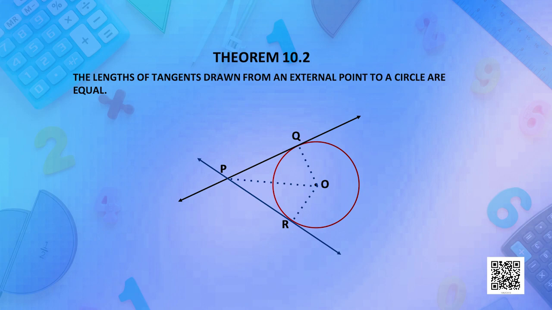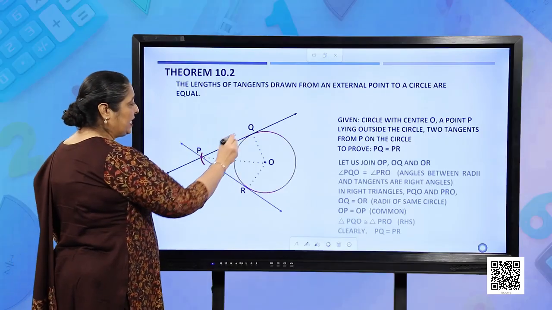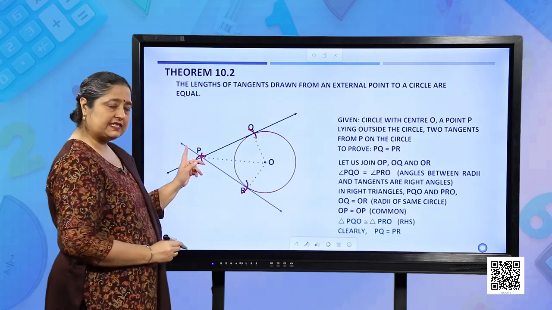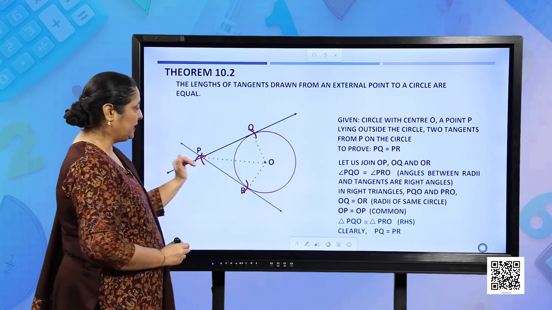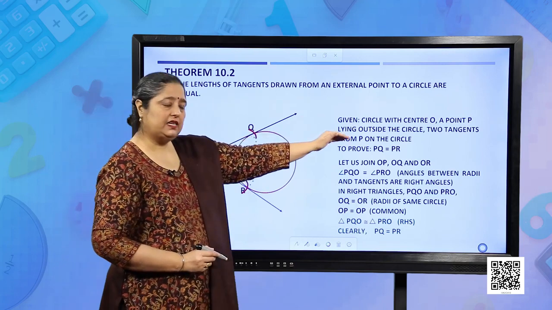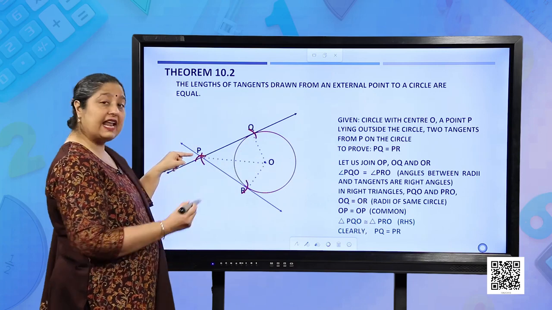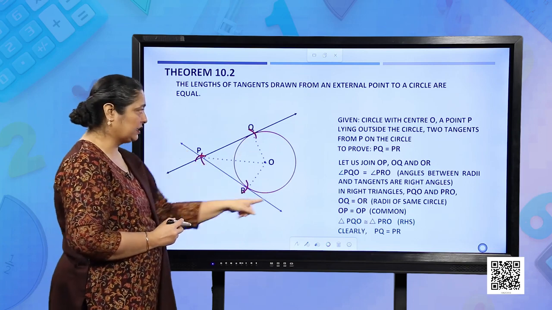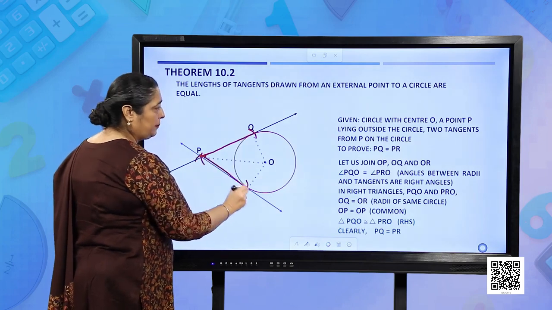The lengths of the tangents drawn from an external point P to a circle are equal. What is an external point? What do you mean by this? The question says PQ is equal to PR, right. P is an external point and Q and R are points of contact, wherein PQ is one tangent and PR is another tangent. So, what is given? Given is a circle with center O, a point P lying outside the circle, and two tangents from the point P to the circle. What we have to prove is that PQ is equal to PR.